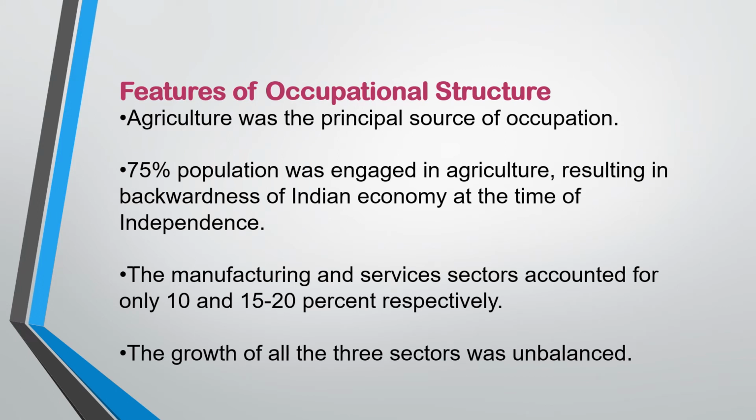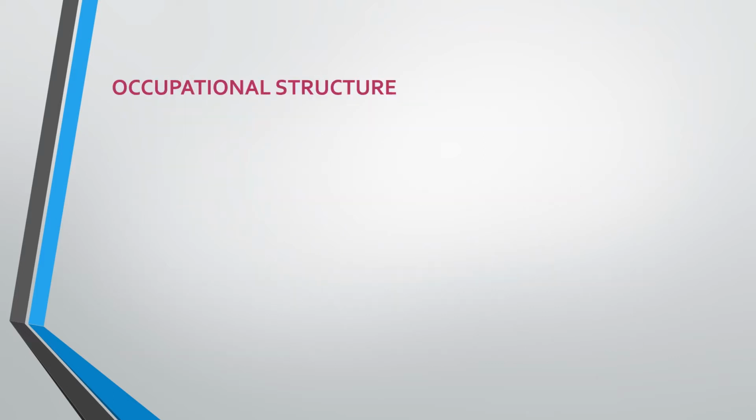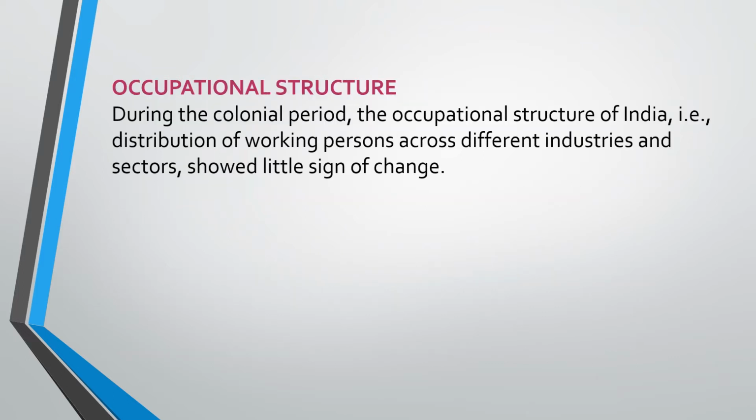The growth of all the three sectors was unbalanced. That means very little growth we have seen during that time. Now, occupational structure. During the colonial period, the occupational structure of India, that is distribution of working persons across different industries and sectors, showed little sign of change.